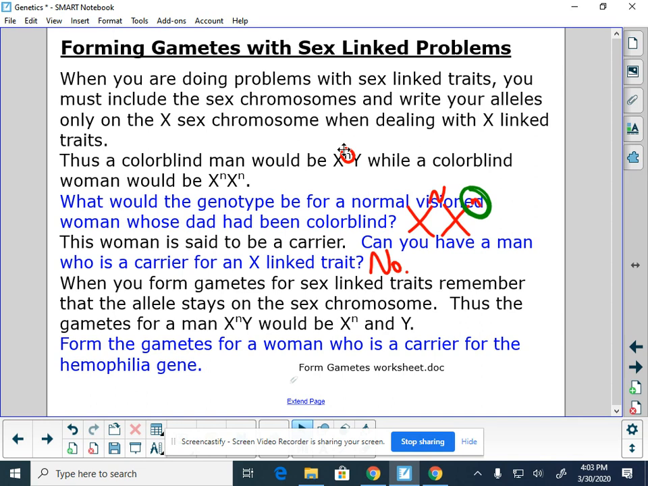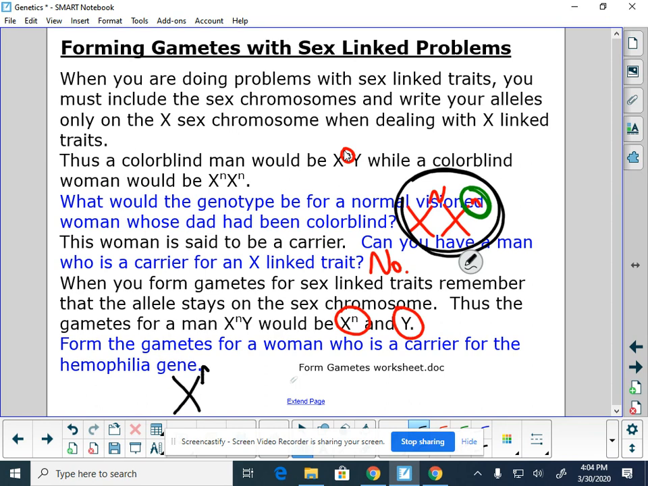When you form gametes for the sex-linked traits, remember that the allele stays on the sex chromosome. Thus, the gametes for a man, X little n Y, the gametes that man would form when you're doing a Punnett square, that's one gamete, that's the other gamete. X little n is one, and the Y is the other. Form the gametes for a woman who's a carrier for the hemophilia gene. We already had the carrier female. This was the carrier female here. So if we are doing a Punnett square where we're fertilizing her eggs with sperm, one of the potential alleles is X big N. The other potential allele would be X little n.